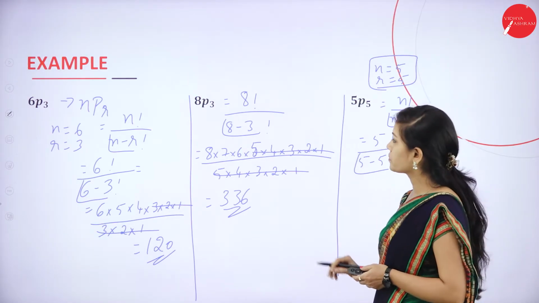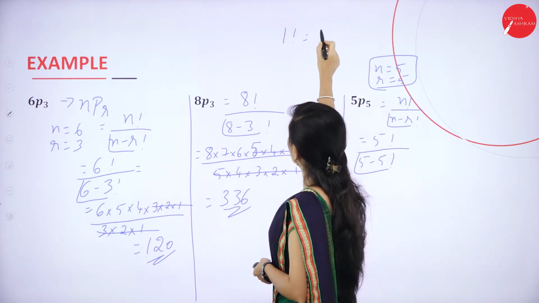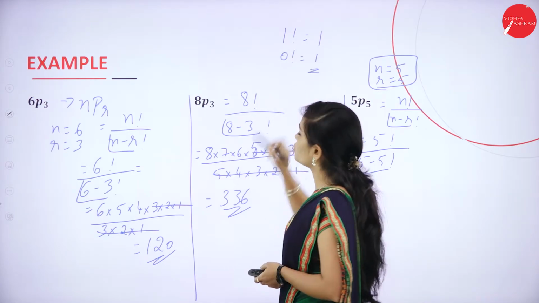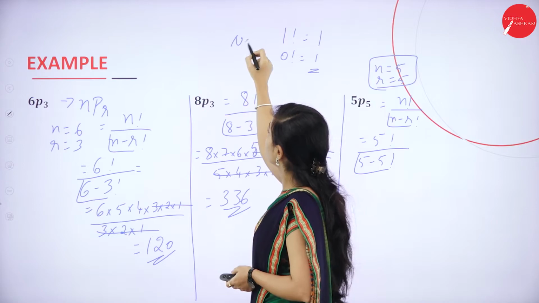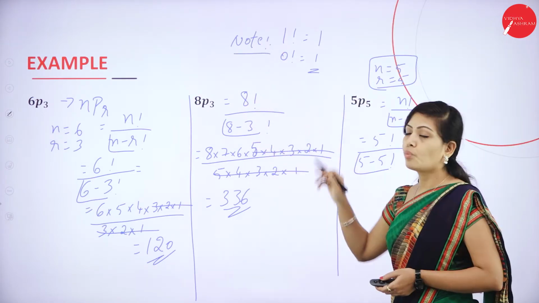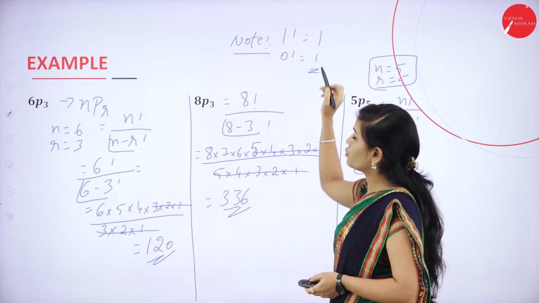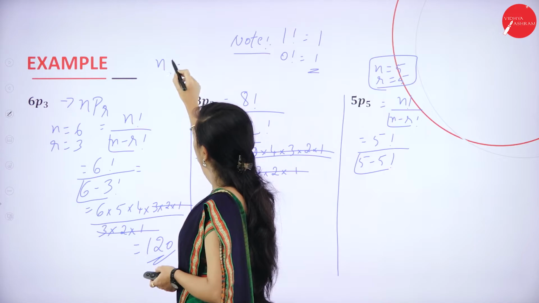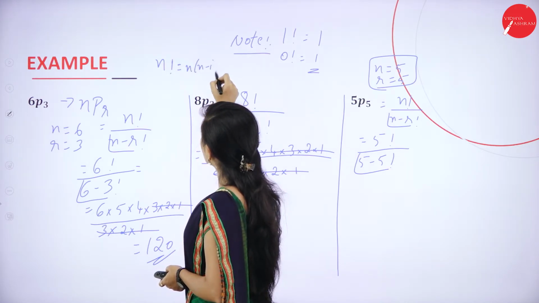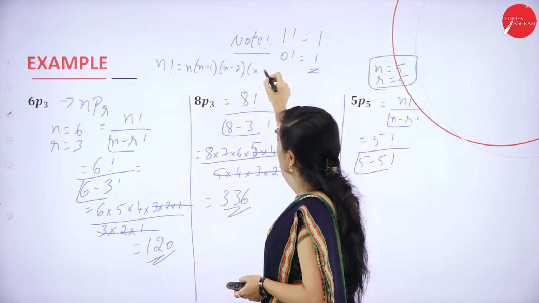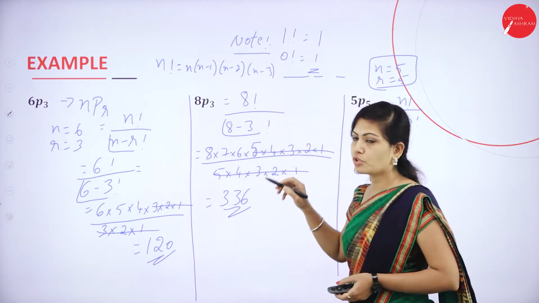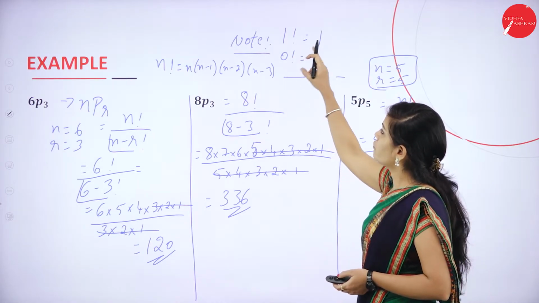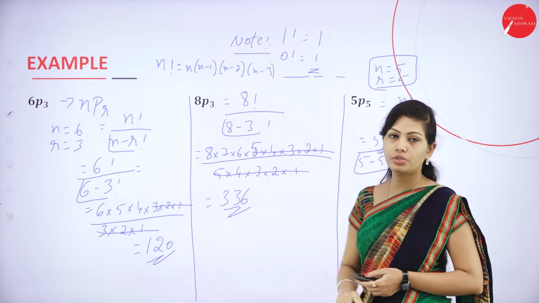So keep in mind, what is 1 factorial? It is 1. And 0 factorial is also equal to 1. This is a very important note. 1 factorial is equal to 1 and 0 factorial is equal to 1. I have already told you one note: n factorial is equal to n into (n minus 1), (n minus 2), (n minus 3), (n minus 4), etc. So you can substitute the value of n and find the value. So 1 factorial is equal to 1 and 0 factorial is equal to 1.